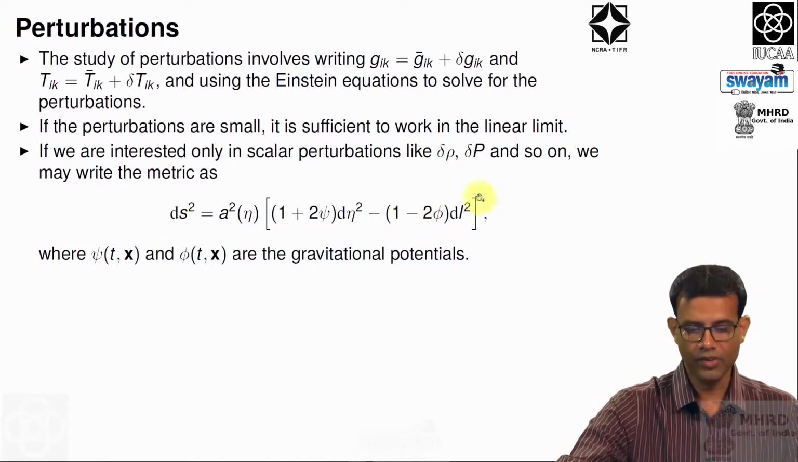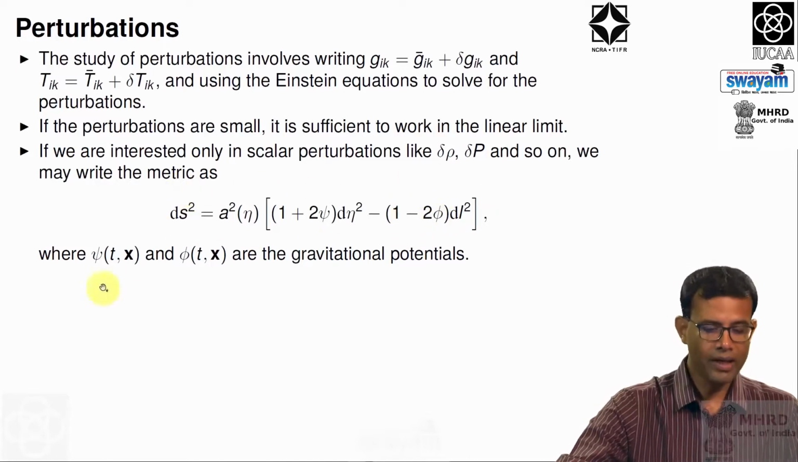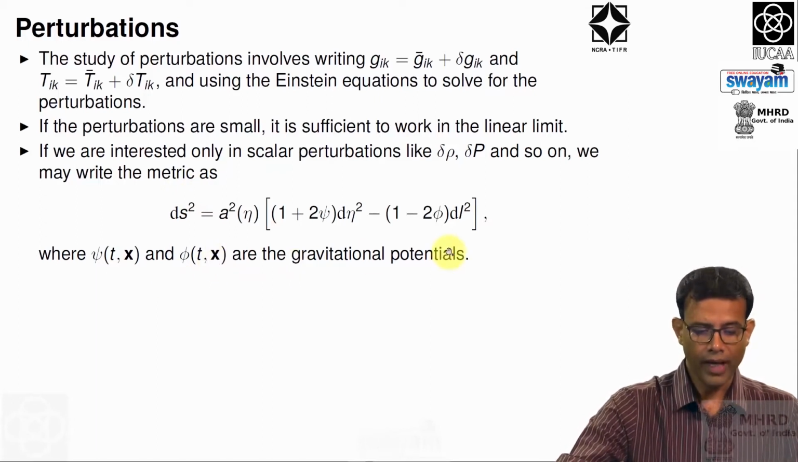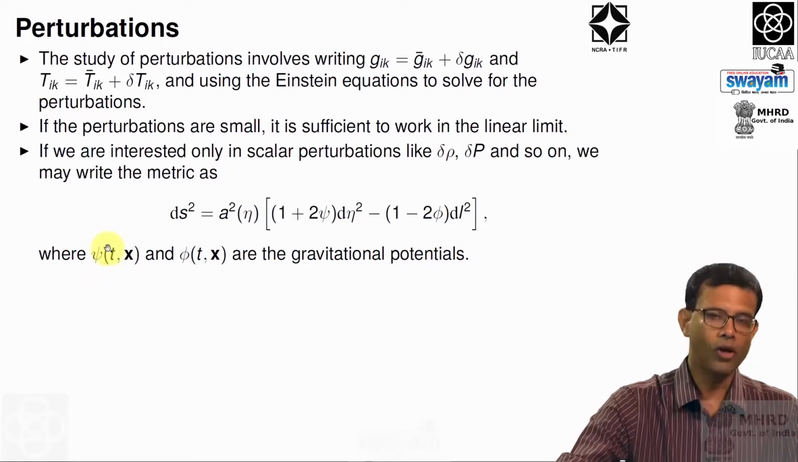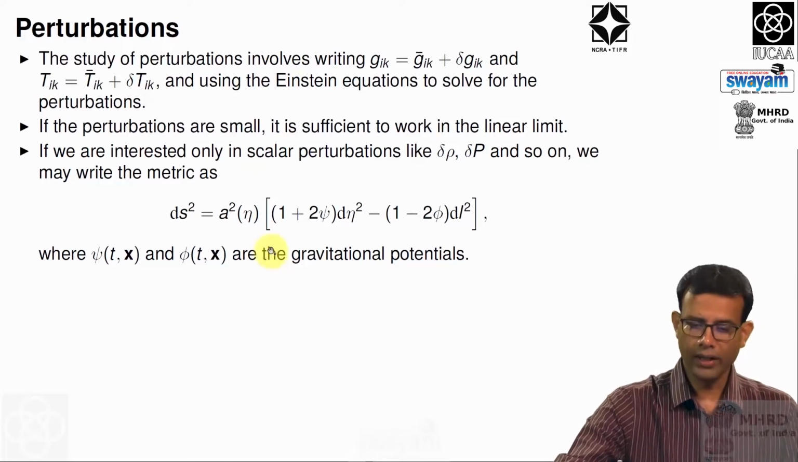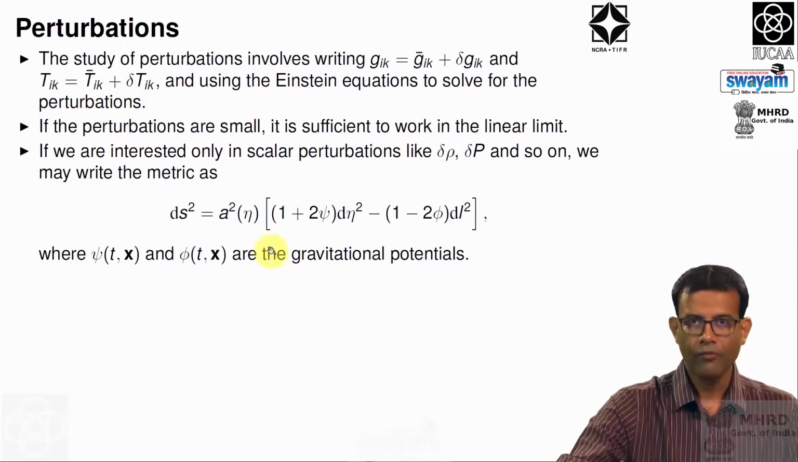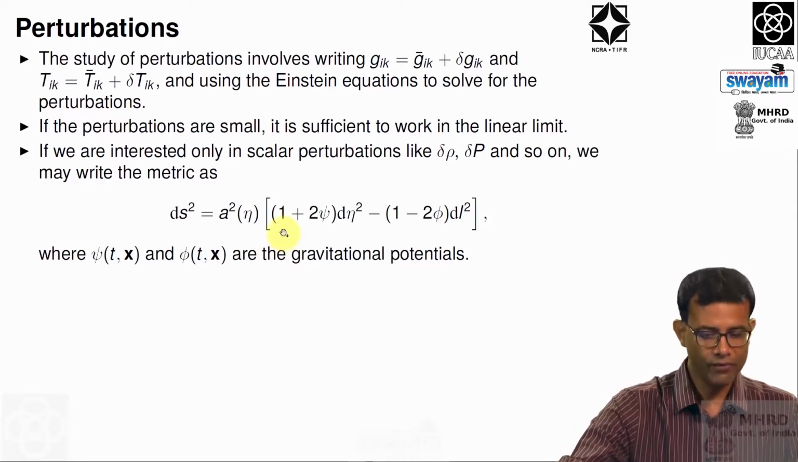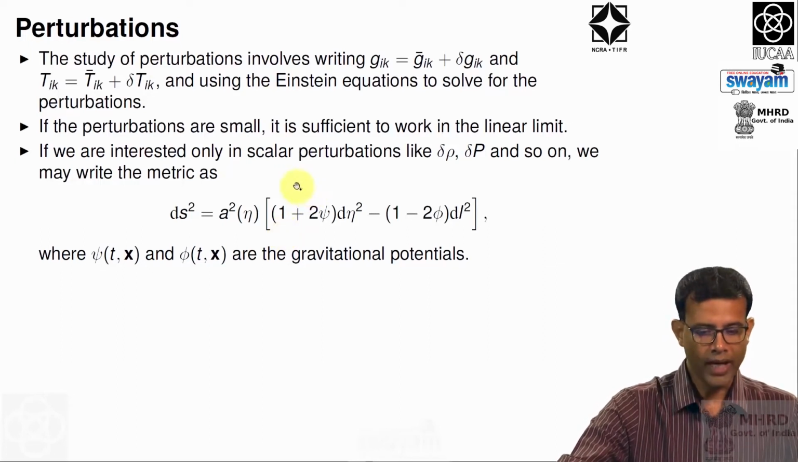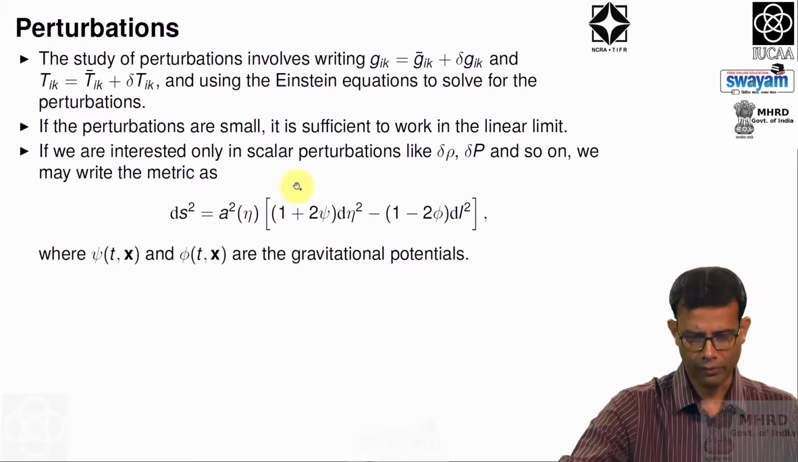So, the metric becomes something like this, where remember psi and phi are the gravitational potentials, and in general they depend both on the time coordinate, it can be t or eta, and also the spatial coordinates. In general there could be other kinds of perturbations as well. For example, there could be tensor perturbations which would correspond to gravitational waves, but for the moment we will keep our discussion simple and we will talk only about scalar perturbations.